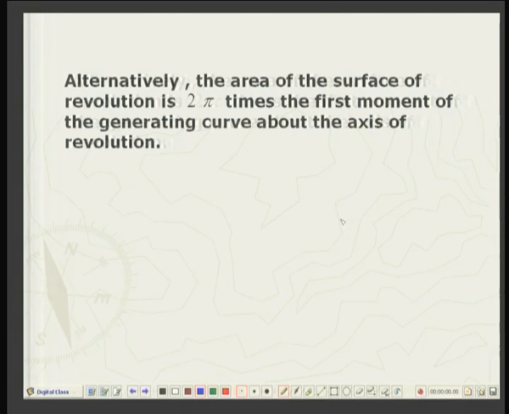Alternately, we can state that the area of the surface of revolution is 2 pi times the first moment. That is, yc into capital L, or line integral of y into dl, is the first moment of the generating curve about the axis of revolution. So, both ways we can understand this theorem. Now, let us move to the second theorem of Pappus-Guldinus.